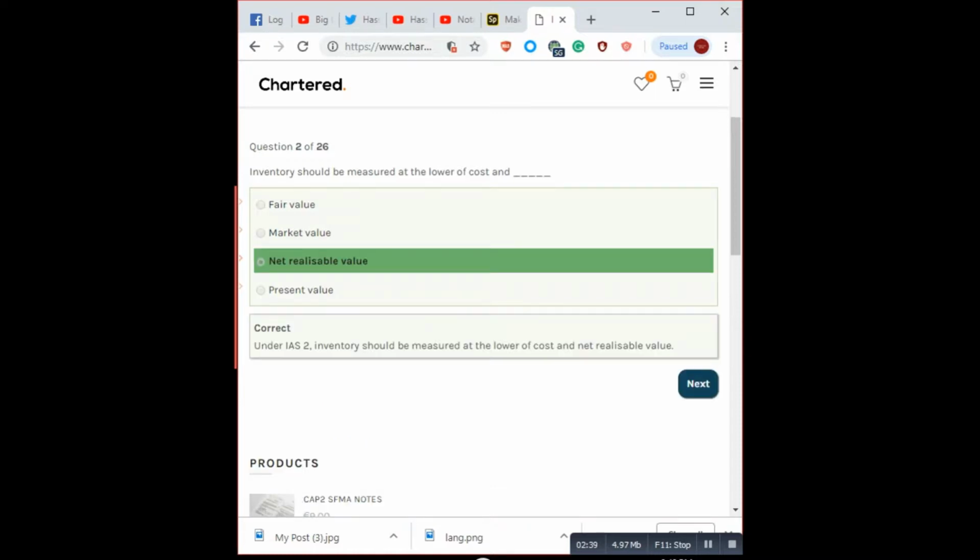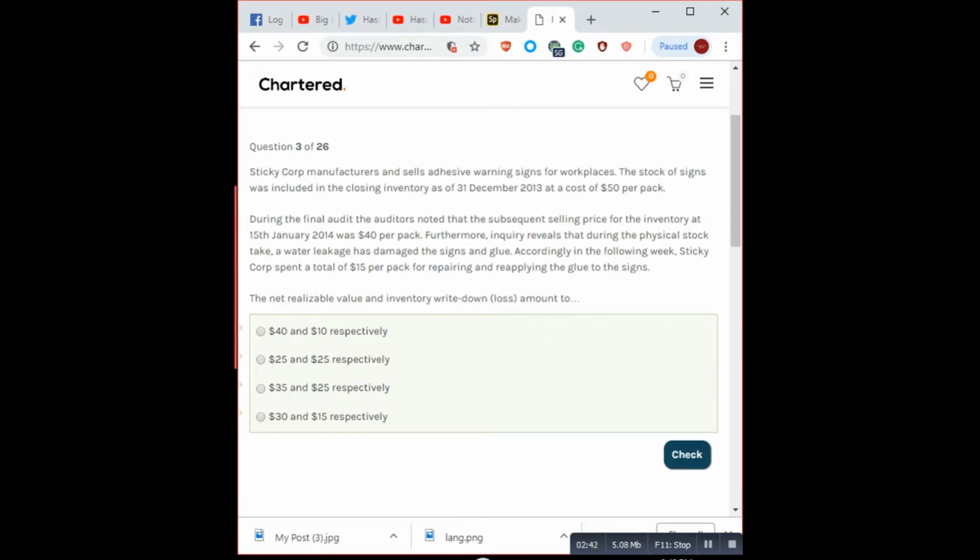Okay, Sticky Corp manufactures and sells adhesive warning signs for workplaces. The stock of signs was included in the closing inventory as of 31 December 2013 at a cost of $50 per pack. During the final audit, the auditors noted that the subsequent selling price for the inventory at 15 January 2014 was $40 per pack. Furthermore, inquiry reveals that during the physical stock take, a water leakage has damaged the signs and glue. Accordingly, in the following week, Sticky Corp spent a total of $15 per pack for repairing and reapplying the glue to the signs.